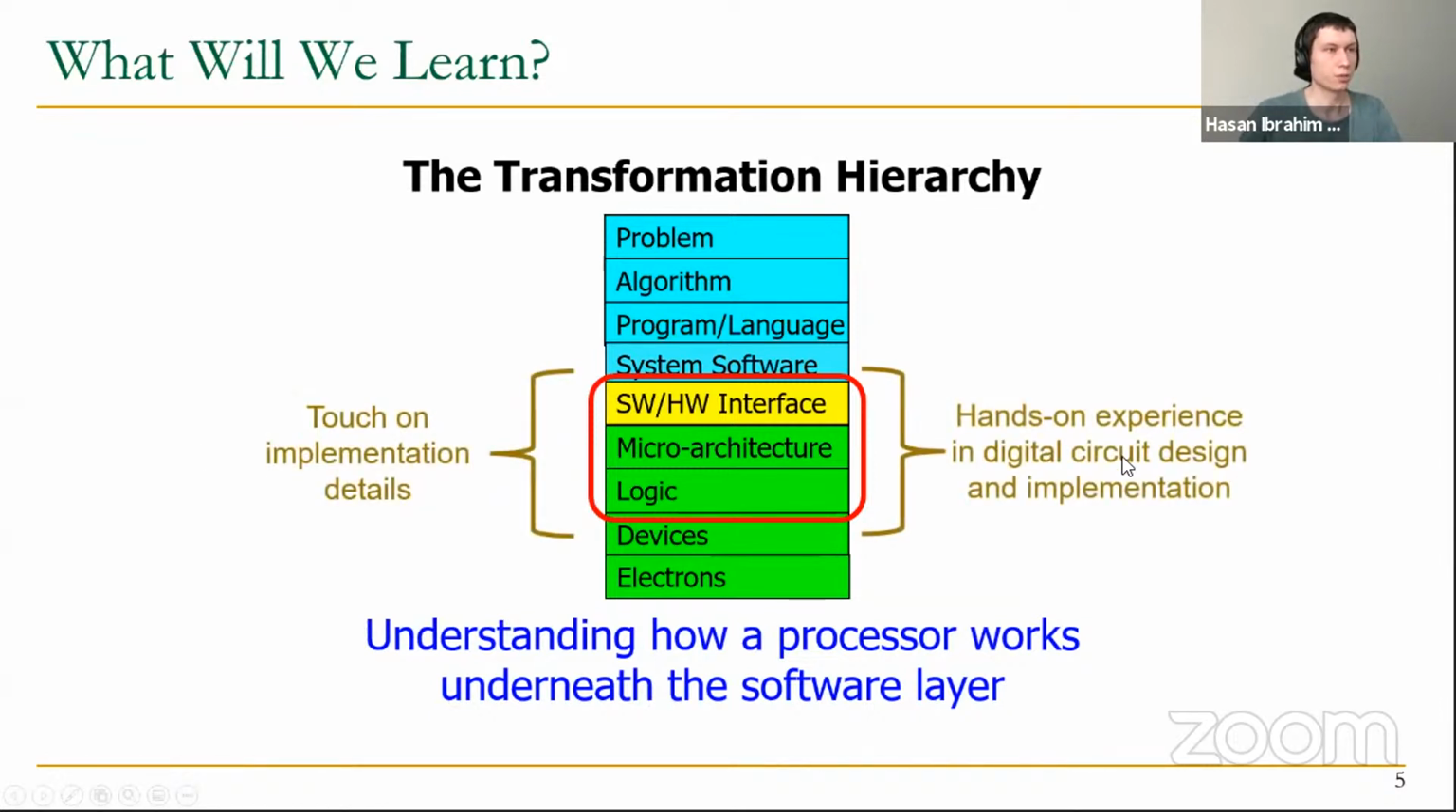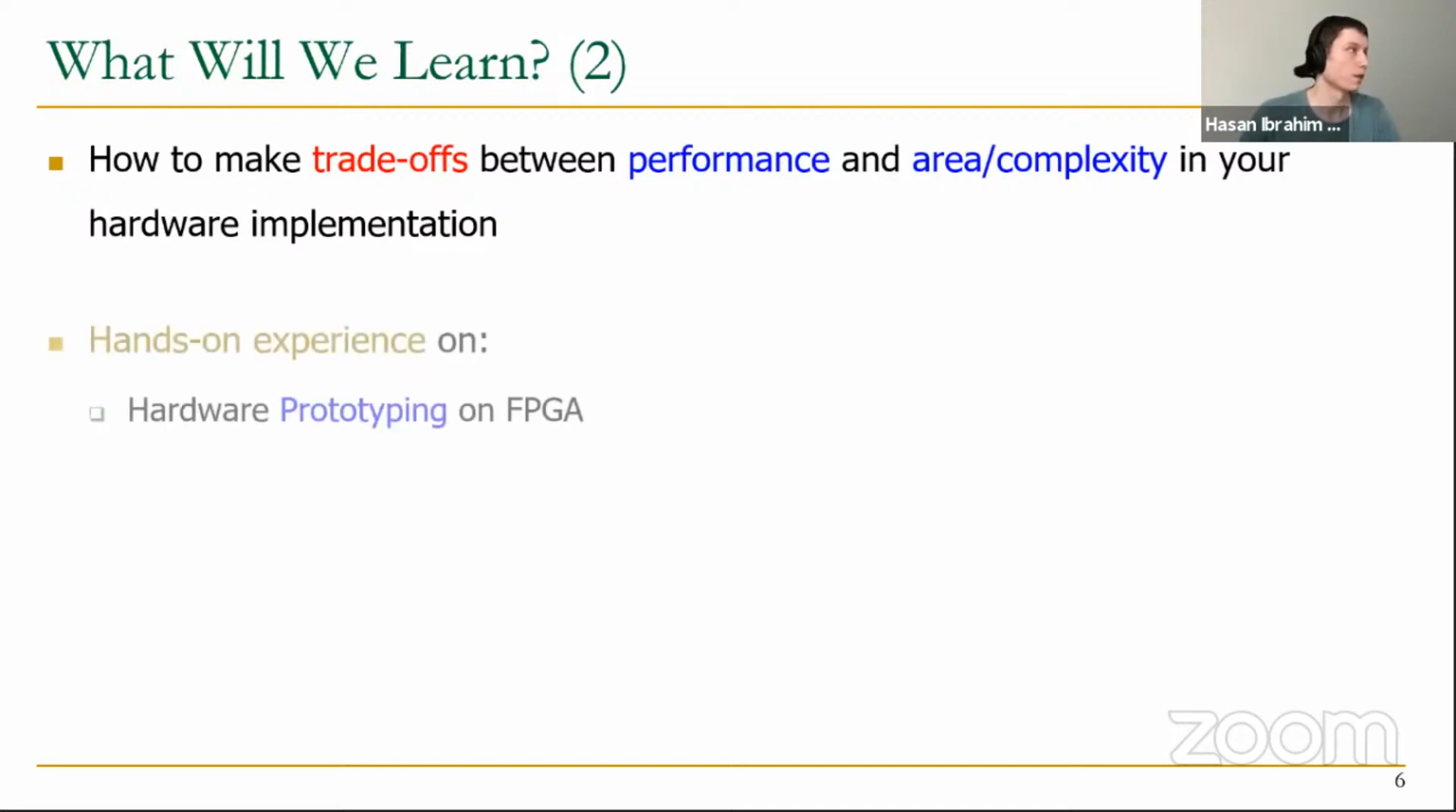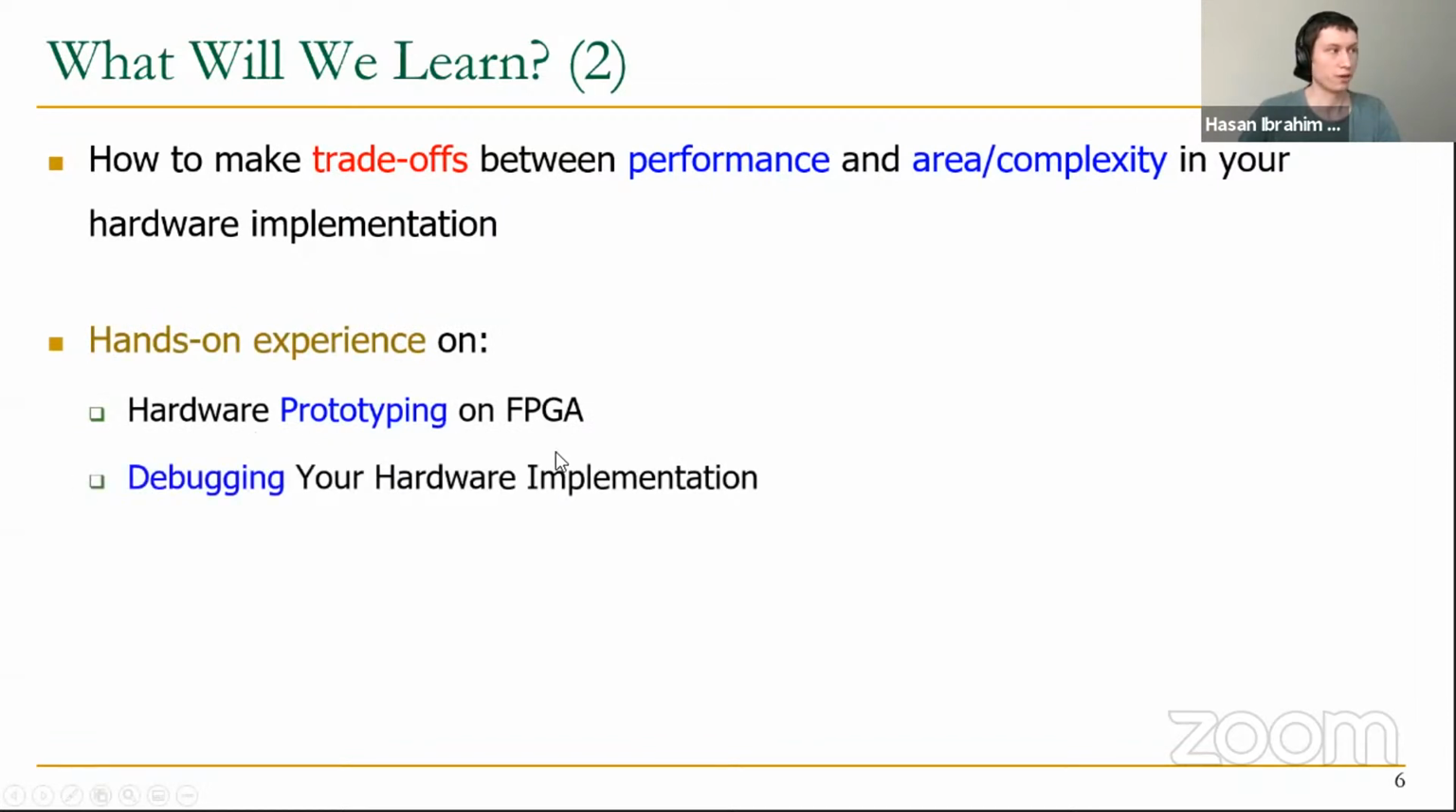We expect you to get hands-on experience in digital circuit design and implementation, and be comfortable working on all these 3 different layers. Also, we expect you to learn to make trade-offs between performance and area complexity when you are designing hardware. In general, we will be doing a lot of hardware prototyping on an FPGA. We will work on some debugging tasks where you try to find what is wrong in the hardware design and learn how to debug these issues in the hardware.